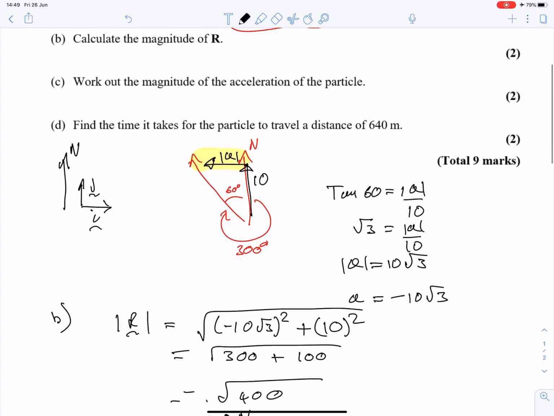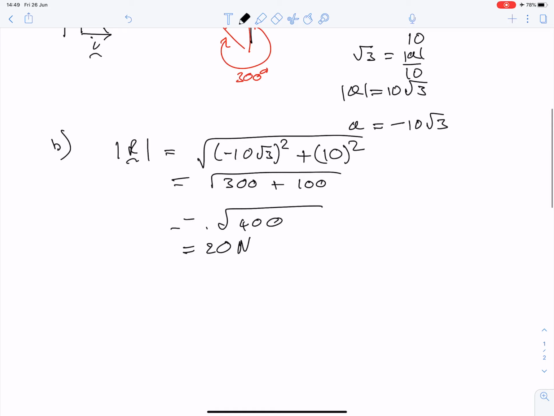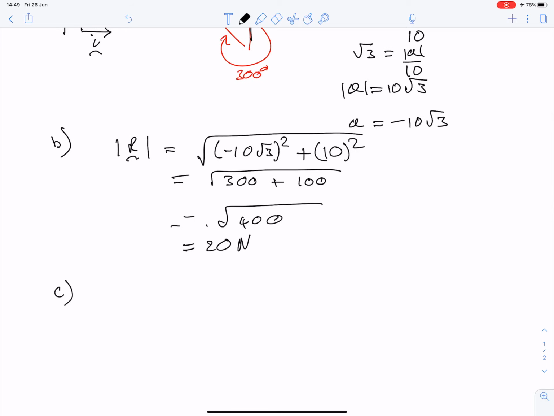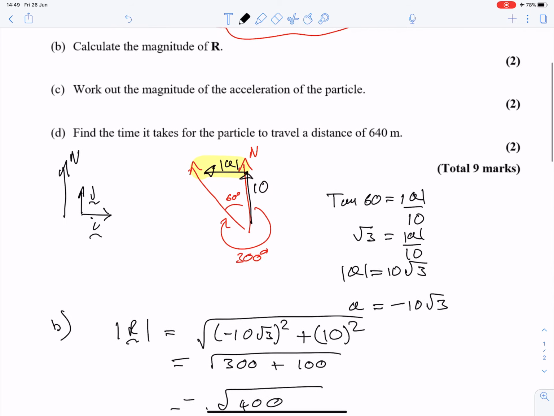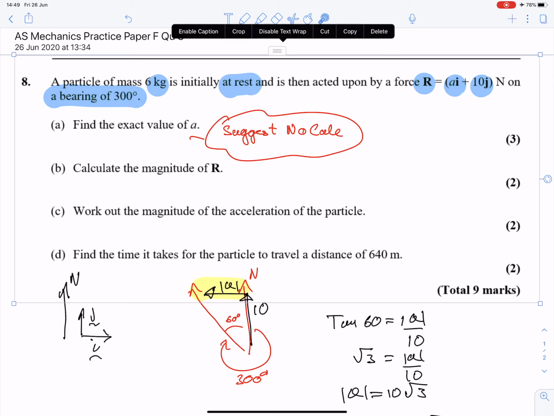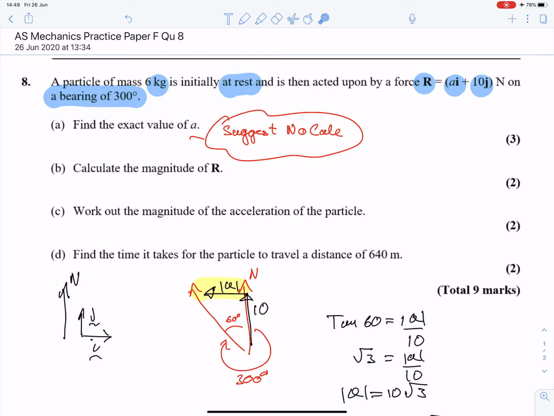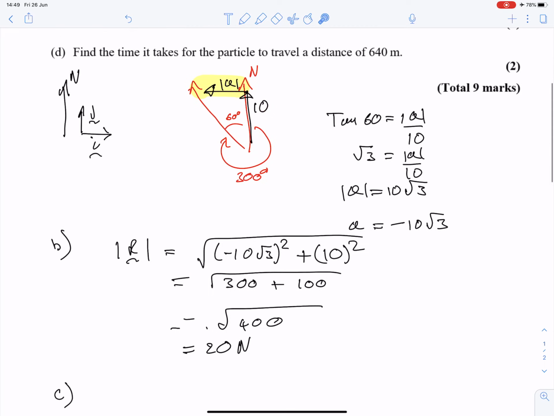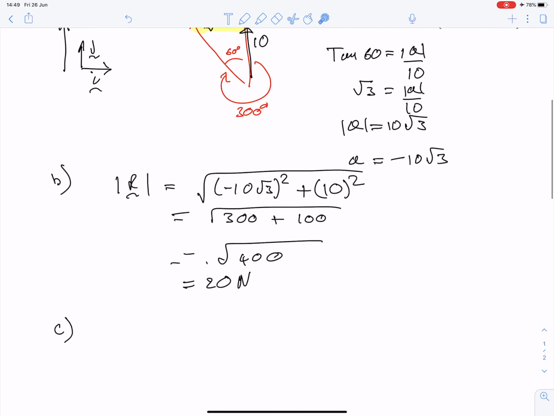Part C, work out the magnitude of the acceleration of the particle. So we've got the mass, I hope, in the question, otherwise we're going to have a problem. Yes, we do. Look, there we go. The mass of the particle is 6 kilograms. So we've got mass and a force, and we want acceleration.